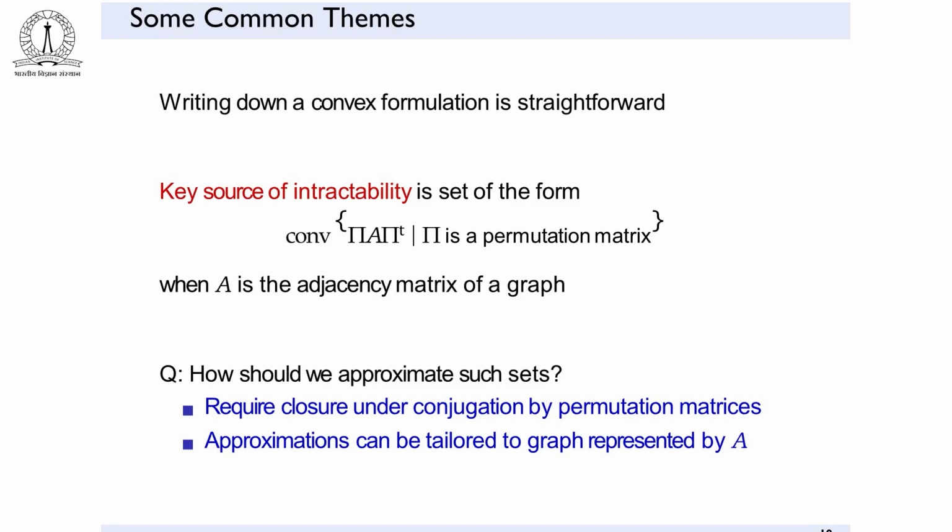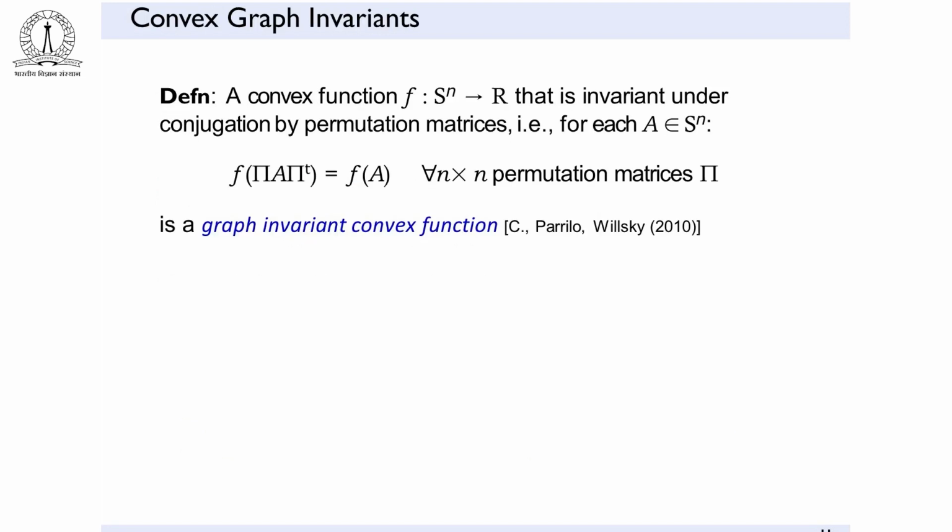A source of potential strength is that the approximation can actually be tailored to the particular graph at hand. Which approximations work for which kinds of graphs is, in the big scheme of things, an open question, but we'll have specific instances of certain kinds of approximations that work really well for certain kinds of graphs. But this is a source of strength, something you can potentially use to your benefit.